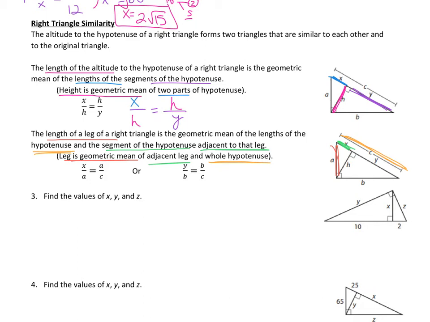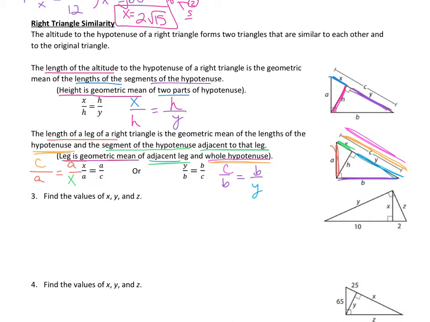If you look at my proportion right here, I have that my a, that's the geometric mean, is the geometric mean of the adjacent segment and the hypotenuse. Notice I switched the x and c, but that's okay because they're still going to multiply together. If we look at it the same way for the other side, this would mean that our leg, my b value right here, is the geometric mean of the segment closest to it and the whole hypotenuse.